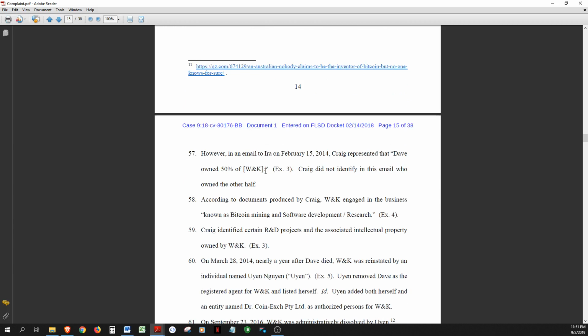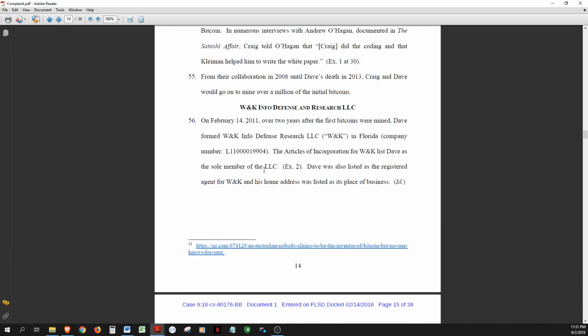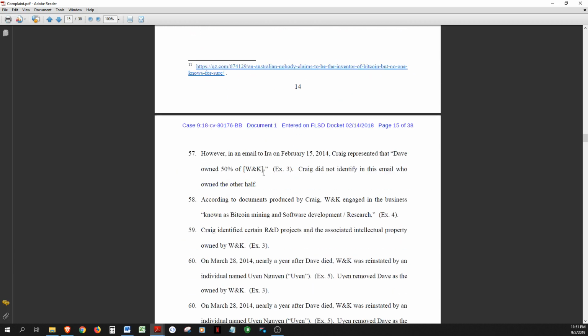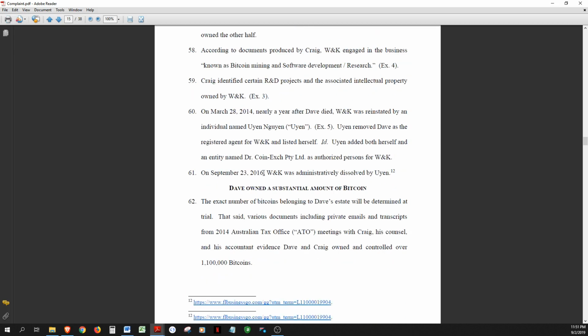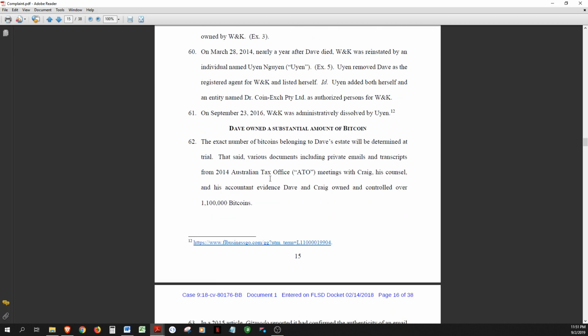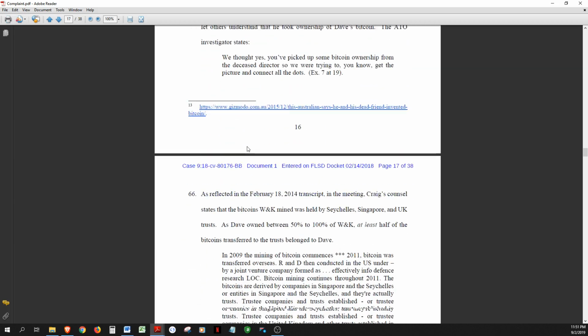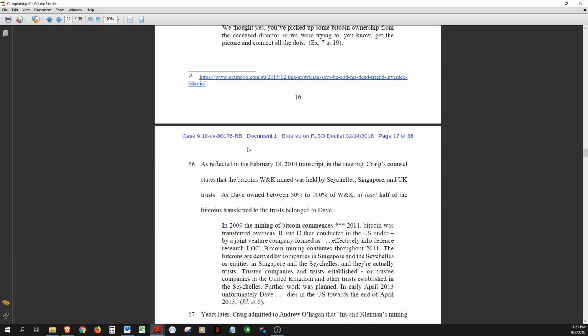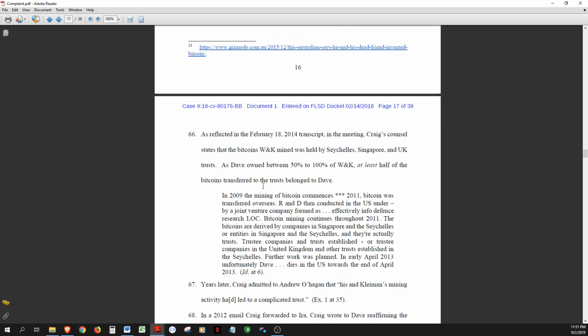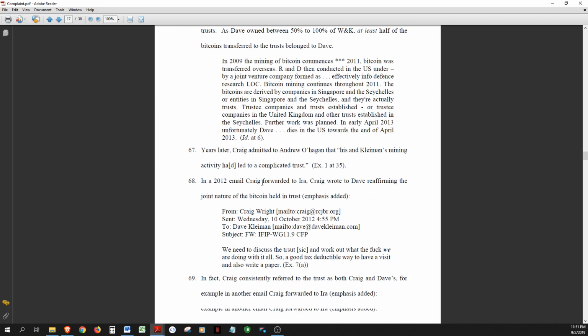So now there is a limited liability company that was supposed to have held all of the Bitcoin. Dave owned a substantial amount of Bitcoin. I'm not sure what the current market value was. Last time I checked, it was floating at around $10,000, give or take maybe $1,000 to $2,000, depending on market conditions.